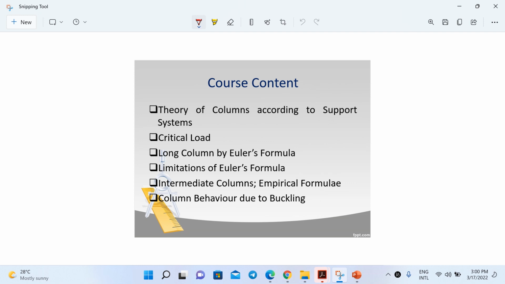One of the primary topics that we will be discussing in this series is the column behavior due to buckling. Today will only be an introductory class, and in today's introductory class we will only see the concept of stability of equilibrium in relation to a column. From our next lecture onwards, we will start with the derivation of Euler's formula, and then we will go into detail about the behavior of column due to buckling. So let's start with today's introductory lecture.